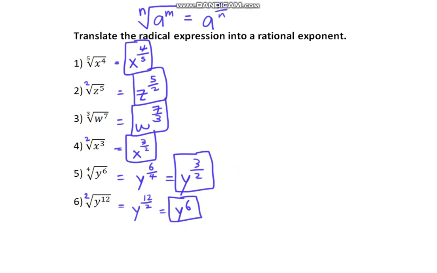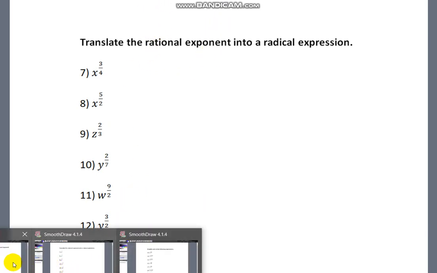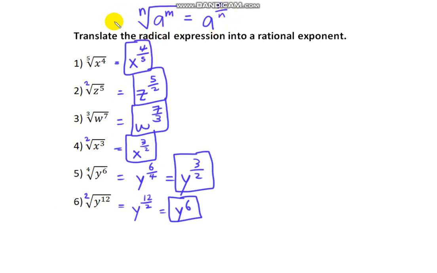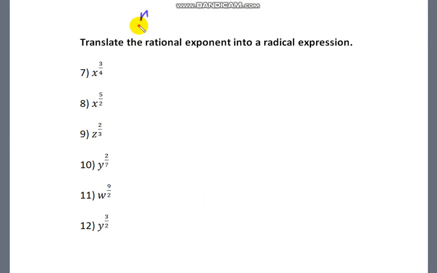Okay, let's see. So I have these examples here. Let's say I want to work backwards. So I want to translate the rational exponents that we see here into radical expressions. Okay, so if we were to go backwards, we're going to use that same rule that we applied here. So I'll rewrite that here just to refresh your memory. The nth root of a raised to the m is the same thing as a raised to the m divided by n.